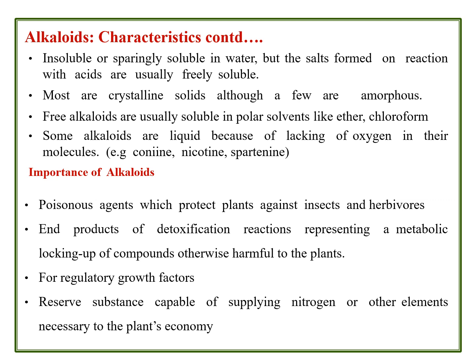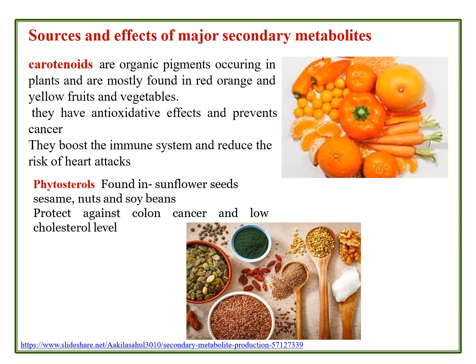What is the importance? Poisonous agents which protect their plants against insects and herbivores, and products of detoxification reactions representing a metabolic locking up of compounds otherwise harmful to the plants. Regulatory growth factors, and reserve substances capable of supplying nitrogen or other elements necessary to the plant's economy. So it indicates that protein can easily be prepared from the nitrogen content of the alkaloids.